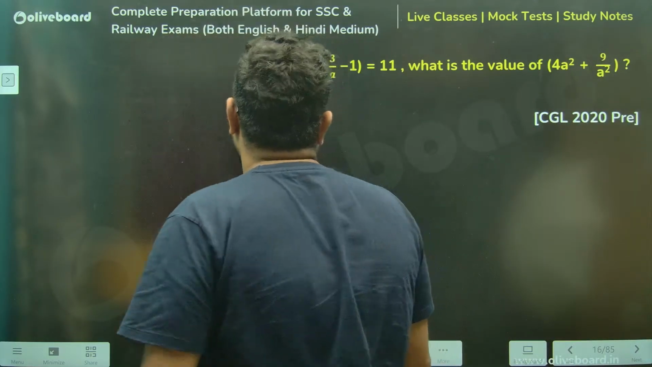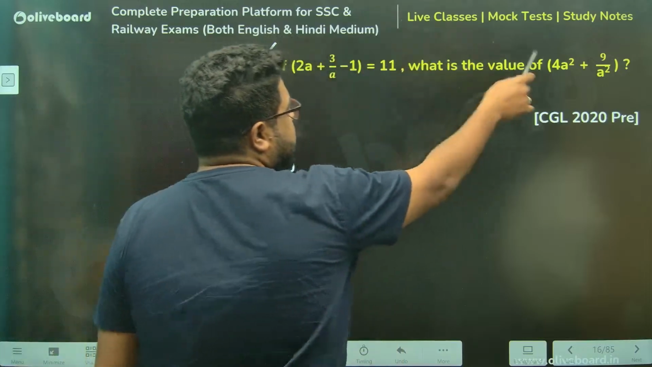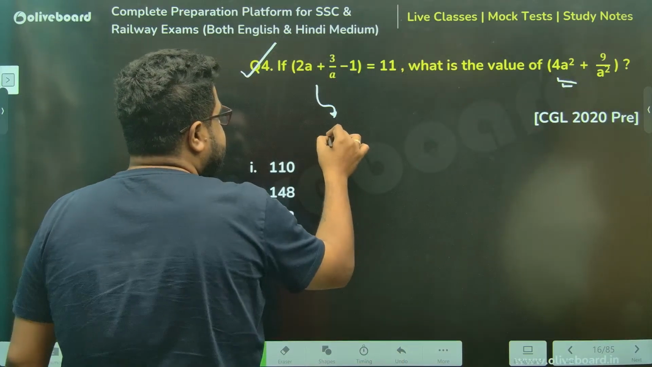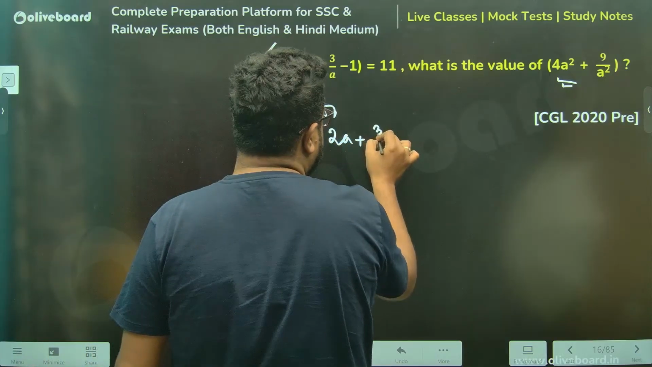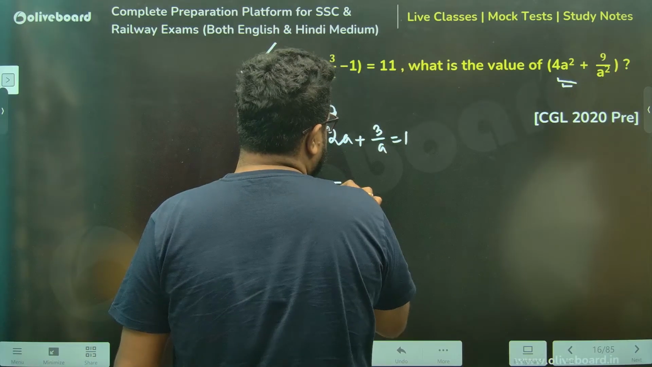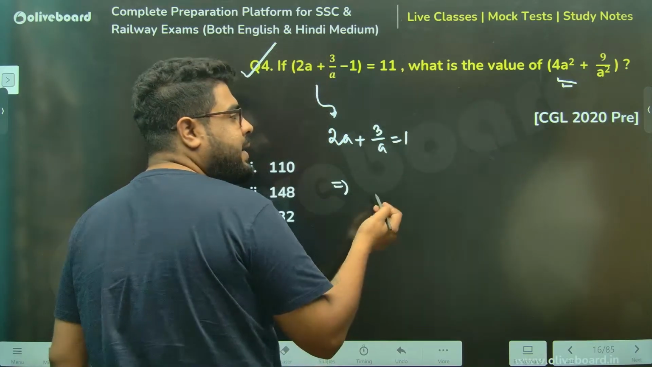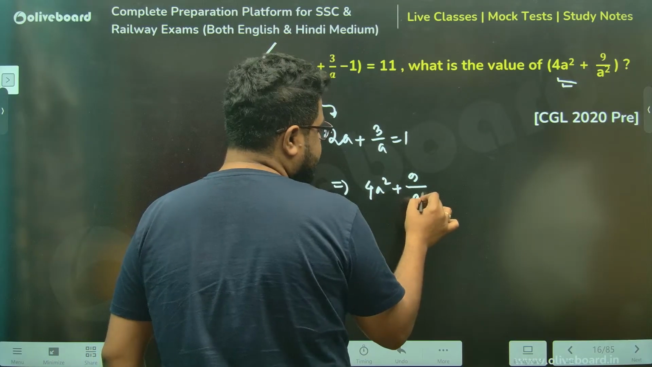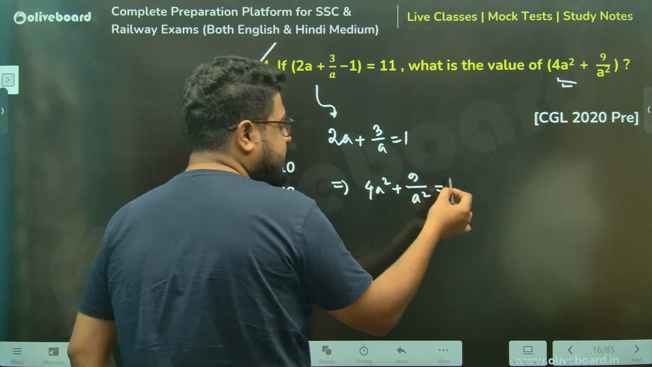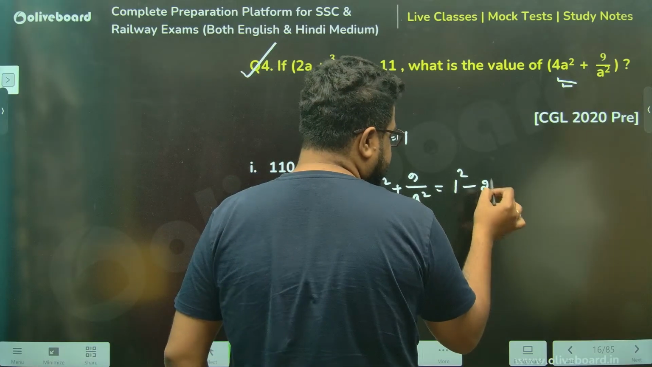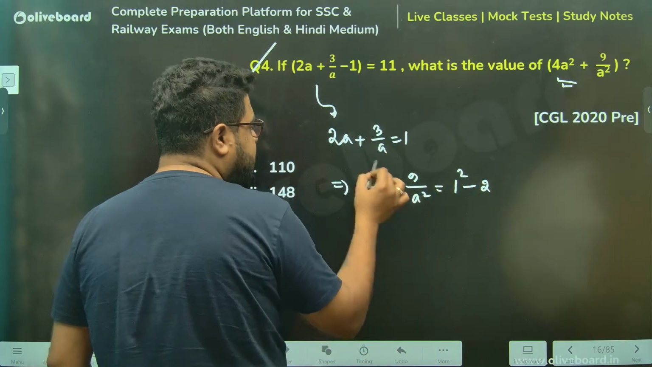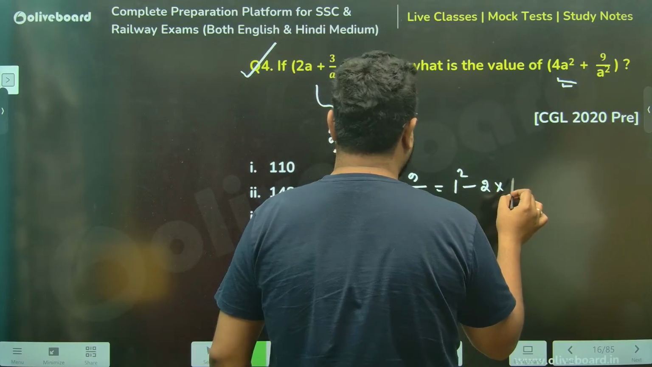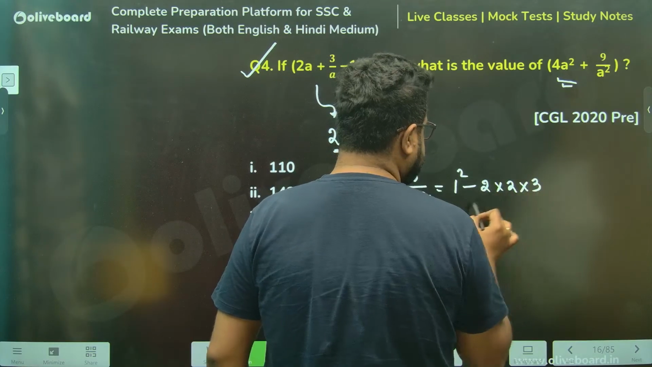Very good. Sir, this is given 2a and 3 by a. So do you see this is the raw material for this? So I can directly say 2a plus 3 by a is 1. So I need to get to this, meaning you just square it. So 4a square plus 9 by a square will be p square minus 2 into p, but again I need to multiply the coefficients here. So this will be 2 into p is 2 and 3.